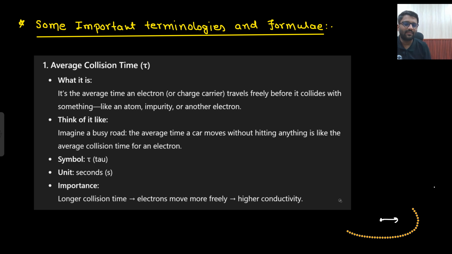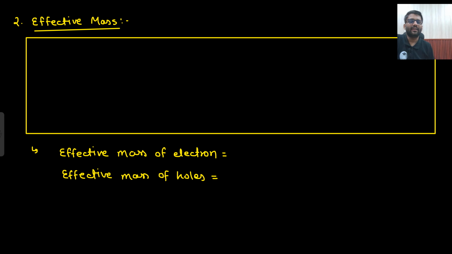Okay, so very simple thing, very easily you are able to relate. No one will ask you the definition, but in the examination, if average collision time is mentioned, you should be able to understand its meaning. You will see, okay, electrons will be colliding. So between two successive collisions, what is the average time? That is known as average collision time. And if the time is larger, that means between two successive collisions, the electron is moving more freely. If the electron is moving more freely, that means conductivity will be high. Very simple thing.